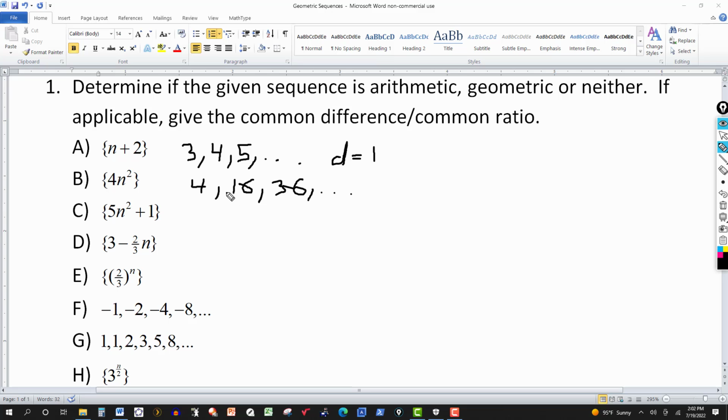Now for a geometric, you can just take the quotient of successive terms. So 16 over 4 is 4. And then 36 over 16 is not 4. So it's not geometric.